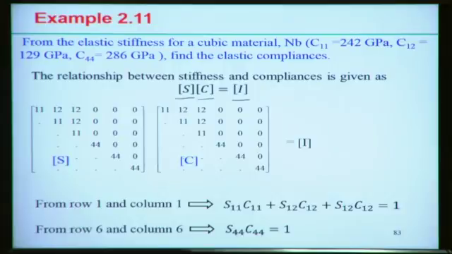So for the cubic material, this is the expression of the matrix S, and for the cubic material, this is the expression of the matrix C, that means the stiffness matrix. When you multiply these, we get the identity matrix. Here we have expressed all these components, 11, 12, 12, considering cubic symmetry, and here also 11, 12. So the position of all these S and C terms is the same.